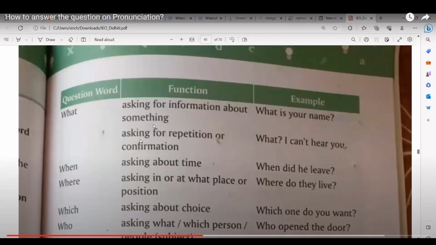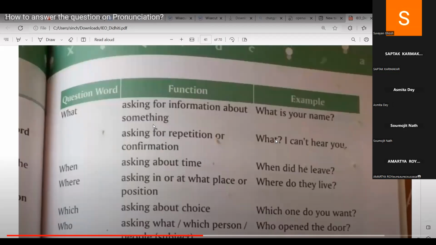Very good. Excellent. Okay. Now, Amoto, can you give me an example with what? Yes. What is your father's name? Very good. Excellent, Amoto. Ashmita, can you give me an example with what? Ma'am, I have given you. Okay, you have given me, yes. Rajdeep, can you give me an example with what? What are you going? No, that will be where are you going? I need an example with what, Rajdeep?